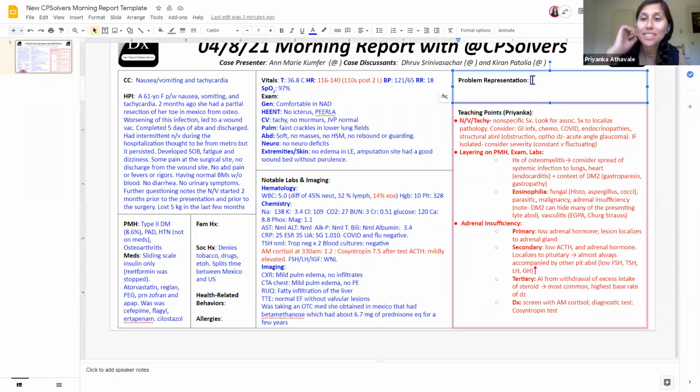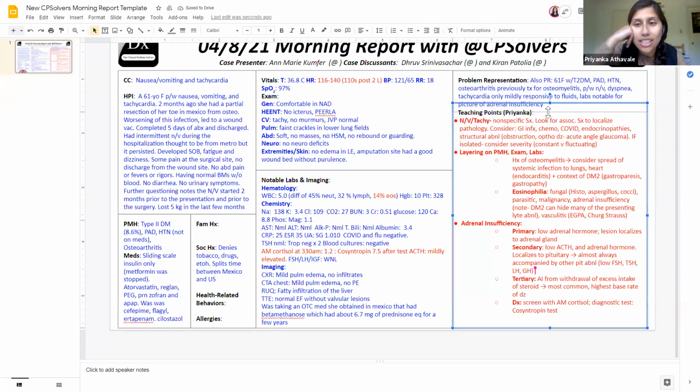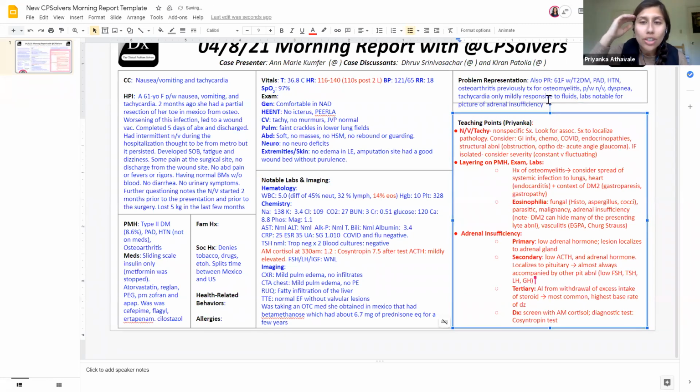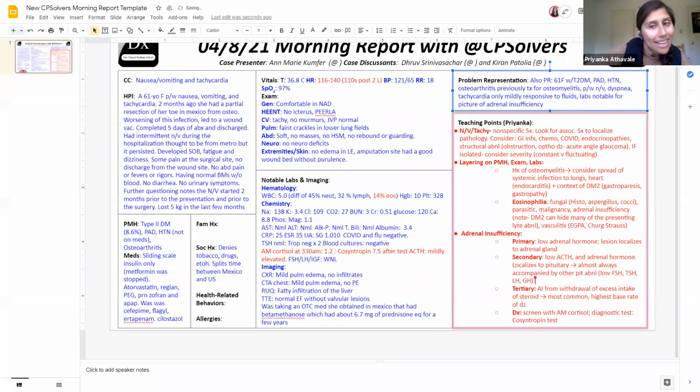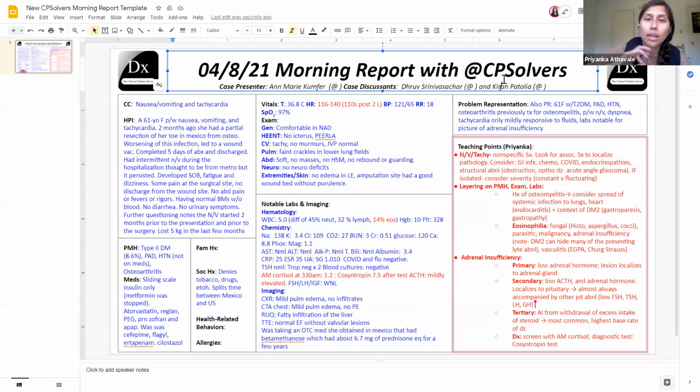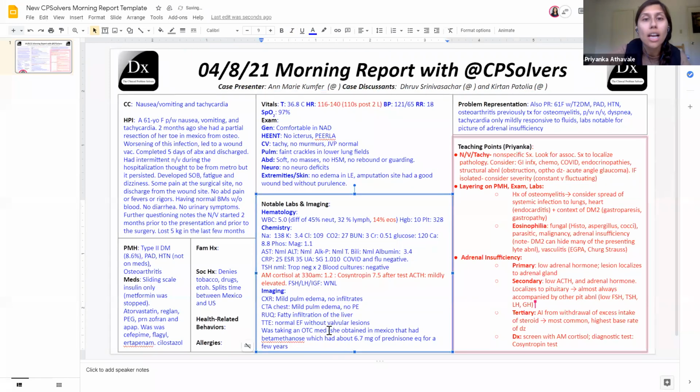Yes. This was such a great case. I'm still sort of mulling over the whole journey that we took together. So we started off learning about a middle-aged woman with pretty non-specific symptoms of nausea, vomiting, and tachycardia. And I loved how, right off the bat, we named that these are non-specific and that we were looking for some associated symptom to help us localize nausea, vomiting, and tachycardia.